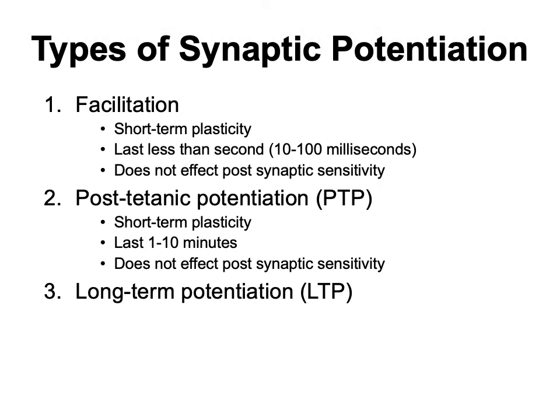There are three types of synaptic potentiation: facilitation, post-tetanic potentiation, and long-term potentiation. Facilitation is just very short-term plasticity. It lasts less than 10 to 100 milliseconds. It does not affect any postsynaptic sensitivity. Post-tetanic potentiation is also short-term plasticity, lasting 1 to 10 minutes, but it does not affect postsynaptic sensitivity. Whereas long-term potentiation is going to have some effect.